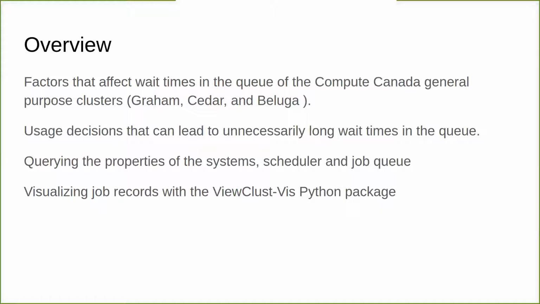One of the aspects of working on these general purpose systems that are very heavily saturated is that the wait time that a job is in the queue can be a substantial part of the time to results for your work. So understanding the way that jobs are triaged and then being able to assess your specific workload can go a long way to improving your time to result. So what we want to be able to do is query properties of the system, the scheduler, and the job queue. And in particular, in this presentation, we want to be able to do the visualizing of the job records with the ViewClust Python package.